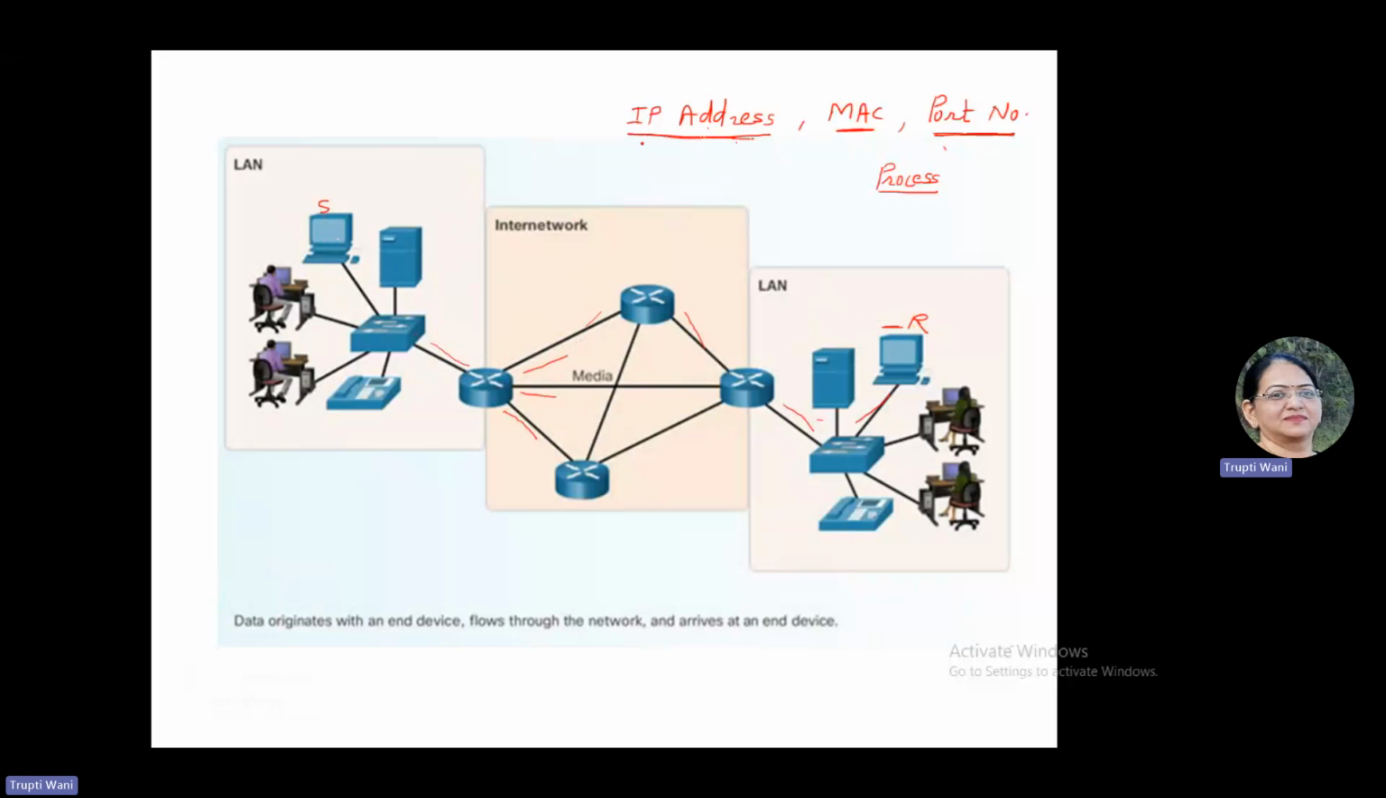IP address is the unique address of each device. So whatever devices are present in the network, each device has an IP address. We will see how to give the IP address and what things are present in the IP address. So to get the exact location of a particular end device, we require the IP address. Second is the MAC address.